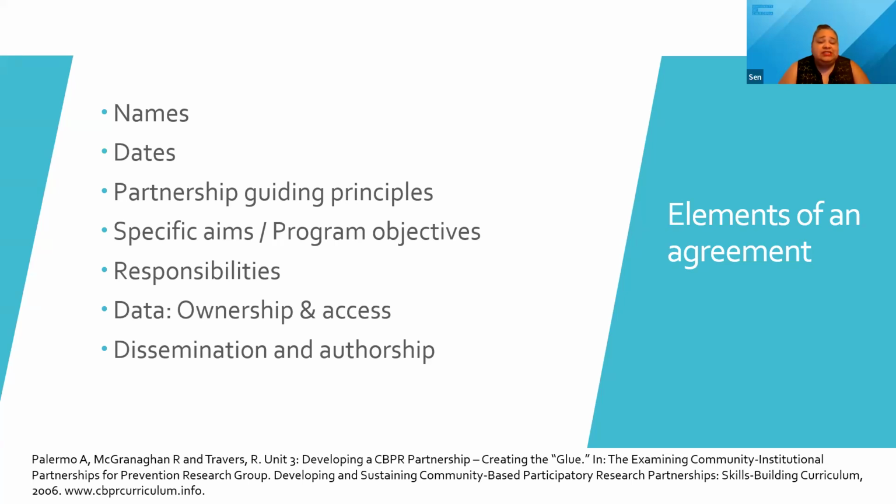It's important to include things like your specific aims and your project objectives that you've documented in your grant application, and then responsibilities listed out per collaborator or partner. That can help a lot with institutional memory. Things get so busy that folks may forget exactly who was going to do what.